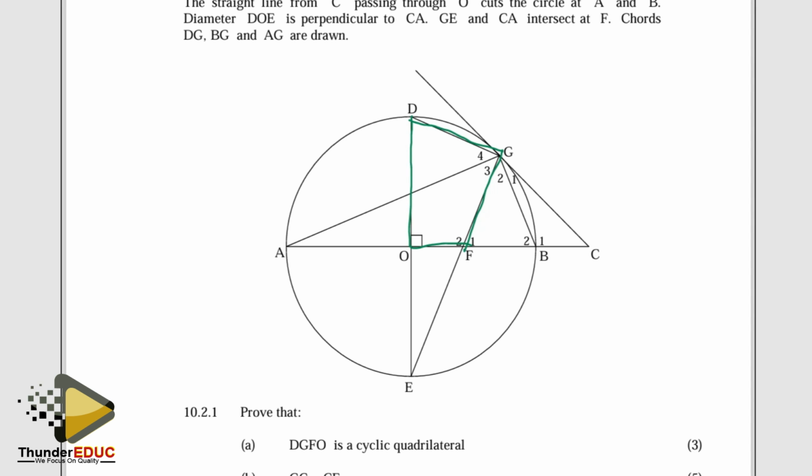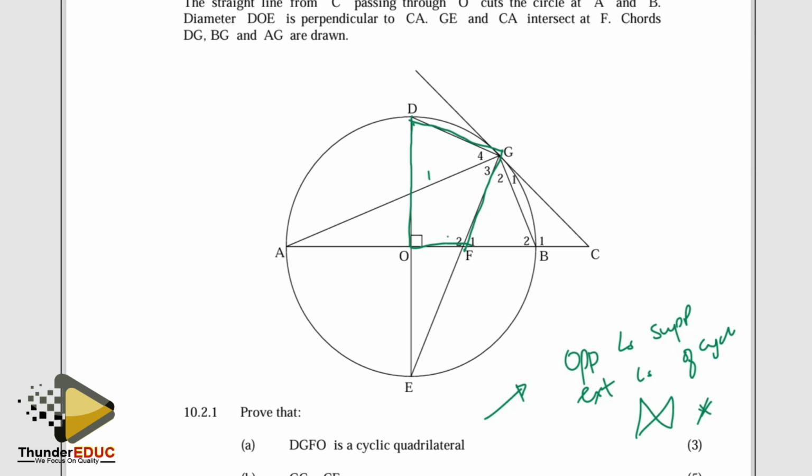Now there are three aspects when you are proving a cyclic quad. Number one, we can look at the opposite angles being supplementary. We can consider the exterior angle of a cyclic quad, or we can look for the bow tie. But based on this drawing, I don't see any bow tie because there's no line connecting over it. So bow tie is out.